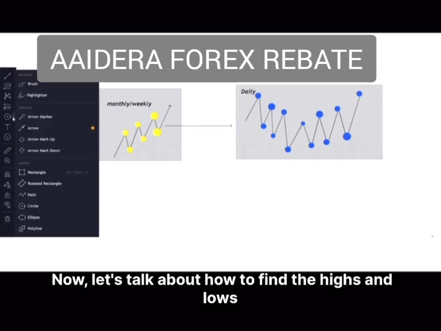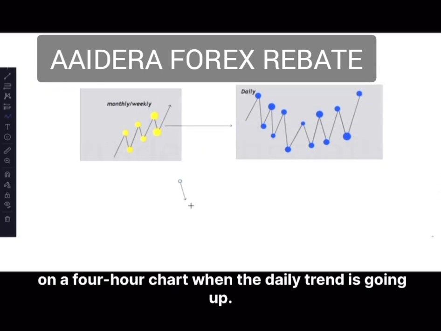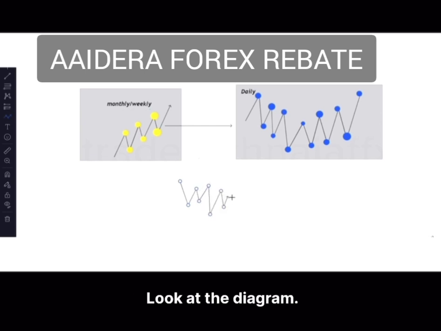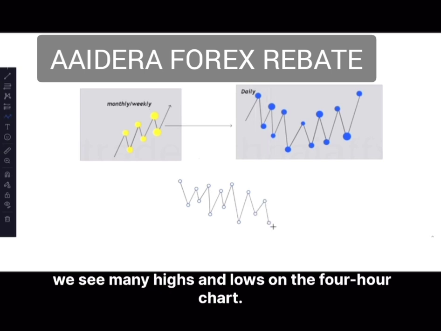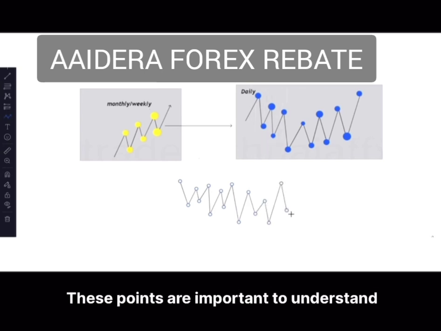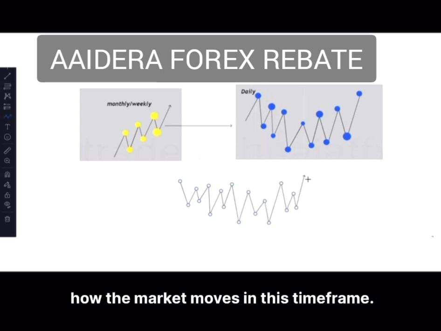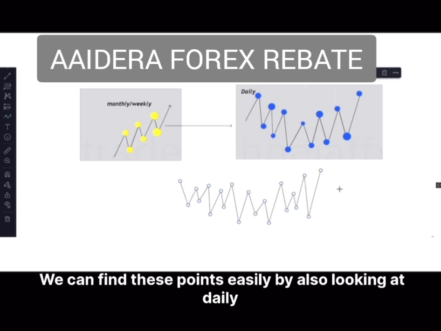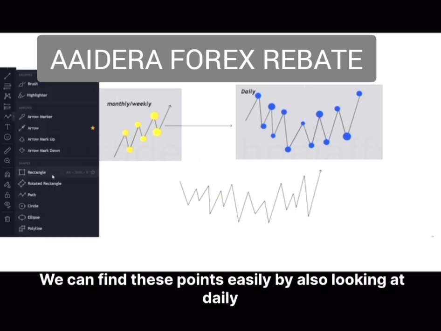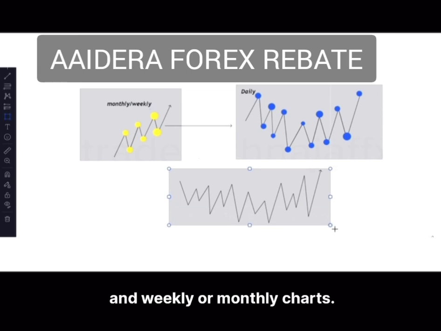Now let's talk about how to find the highs and lows on a 4-hour chart when the daily trend is going up. Look at the diagram. When the daily trend is bullish, we see many highs and lows on the 4-hour chart. These points are important to understand how the market moves in this time frame. We can find these points easily by also looking at daily and weekly or monthly charts.